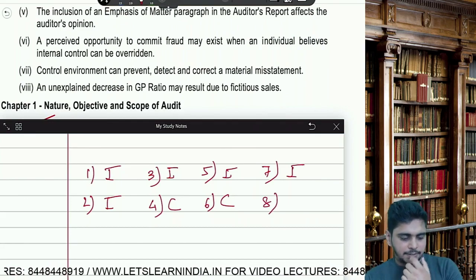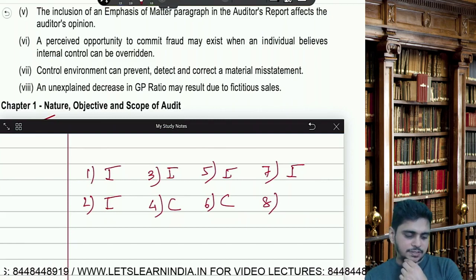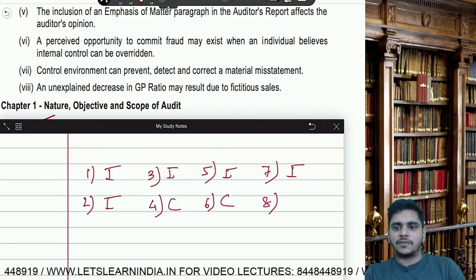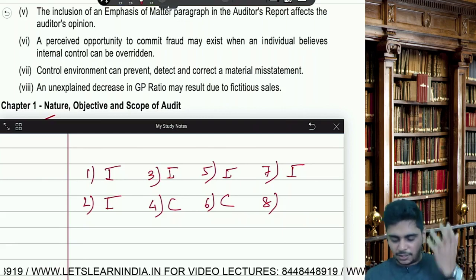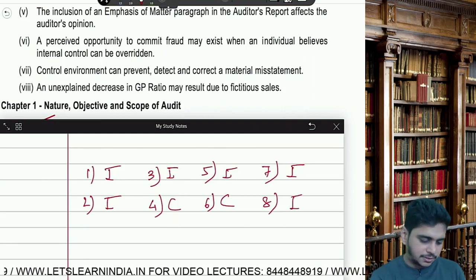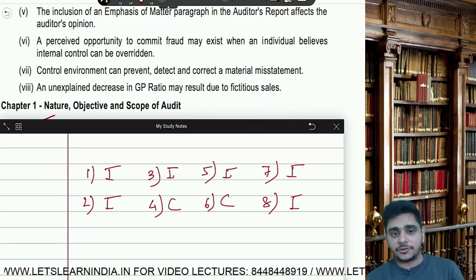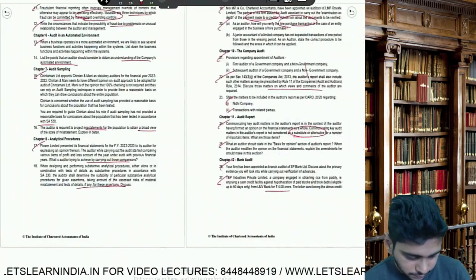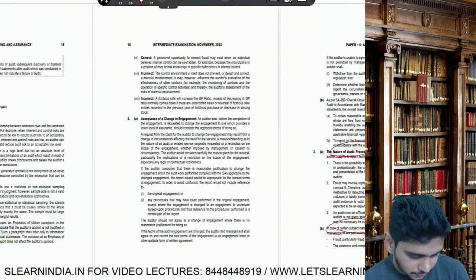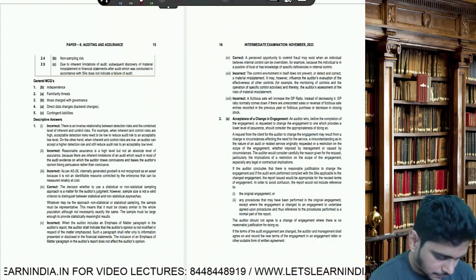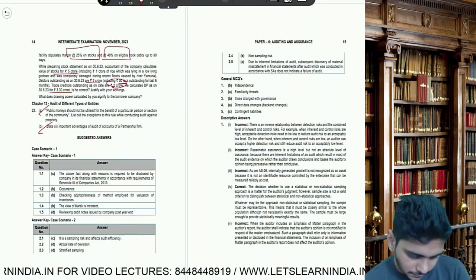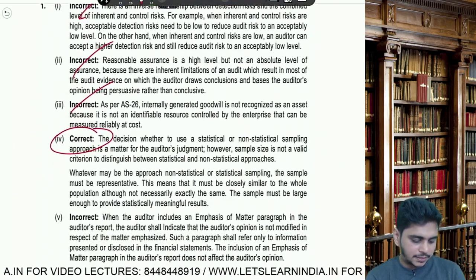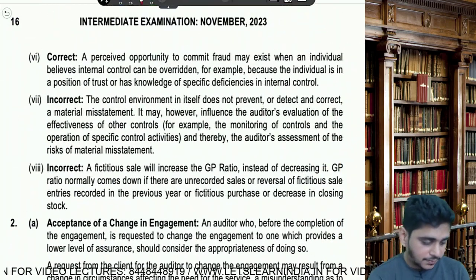An unexplained decrease in GP ratio may result due to fictitious sales. Fictitious sales से GP will not decrease, it will increase. It will increase. Incorrect. 7th का reason we need to check. Okay, 4 and 6 are correct. Incorrect. 4th is correct. 5th is incorrect. 4th and 6th are correct.